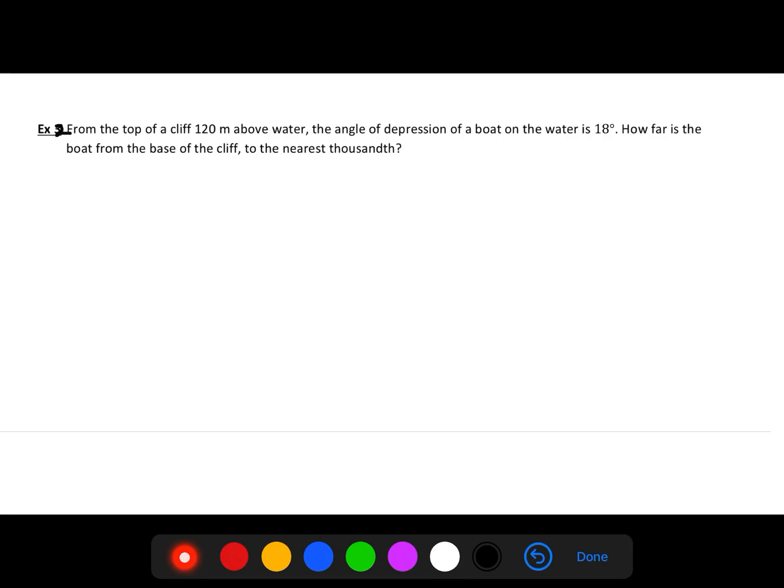Okay. Example number, and sorry, that should be example number 2. From the top of a cliff 120 meters above the water, the angle of depression of a boat on the water is 18 degrees. How far is the boat from the base of the cliff to the nearest thousandth? So again, starting with our diagram, and here we just have one triangle.